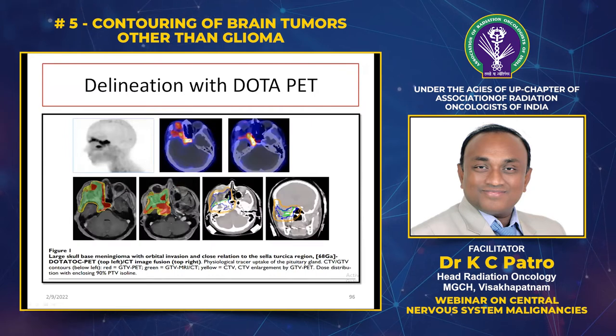Sometimes tumors are not visible properly on MRI or CT. You can take the help of DOTA PET and go for the DOTA PET CT fusion, or MRI fusion, or MRI PET CT triple fusion.